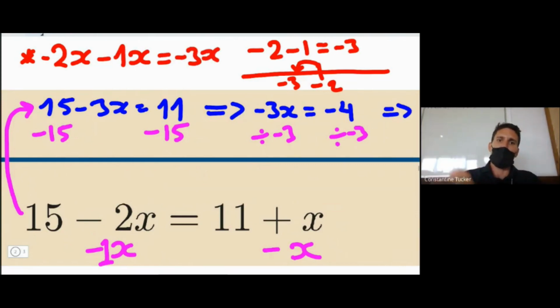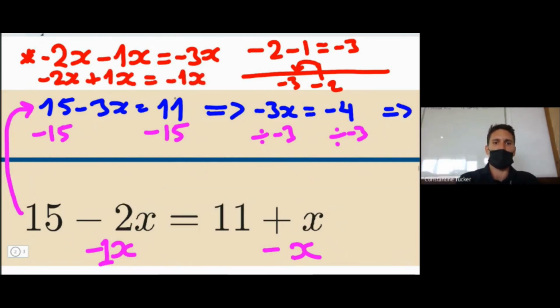So minus 2 lots of x and minus 1 lot of x means that the total would be minus 3 lots of x. What you're thinking of is minus 2 lots of x plus 1 lot of x. That would be minus 1 lot of x. That would be minus x. And yeah, does this help? Does this clarify it at all?